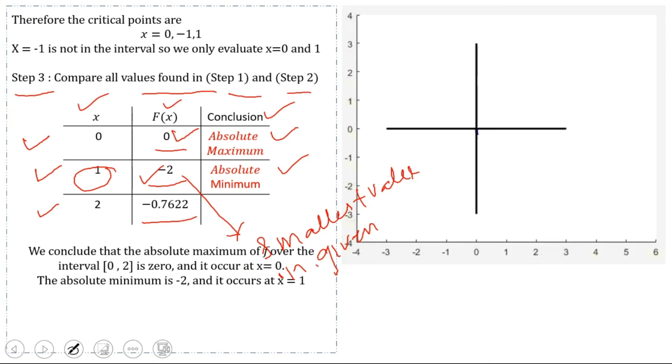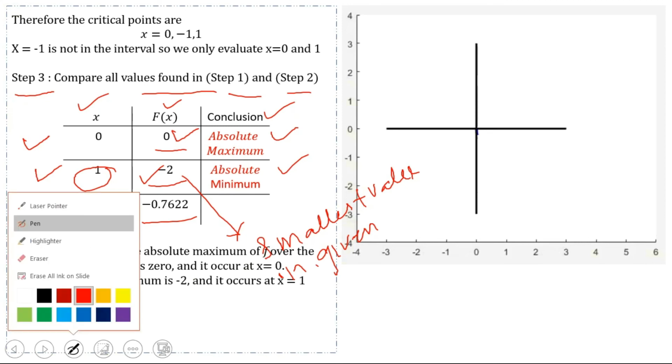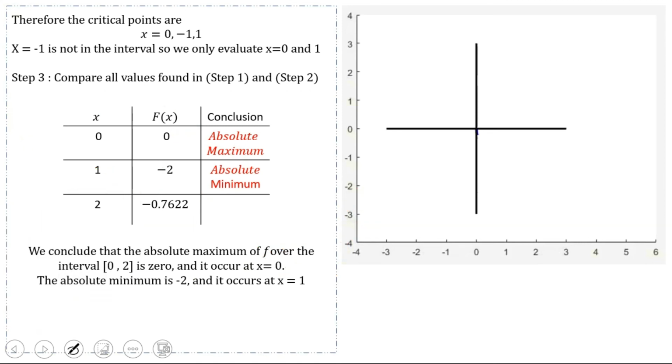Okay, so we conclude that the absolute maximum of the function over the interval is 0, and it occurs at x is equal to 0. Absolute maximum is 0 and it occurs at x is equal to 0. Okay, next the absolute minimum is minus 2 and it occurs at x is equal to 1. Okay, absolute minimum, and it occurs at x is equal to 1.